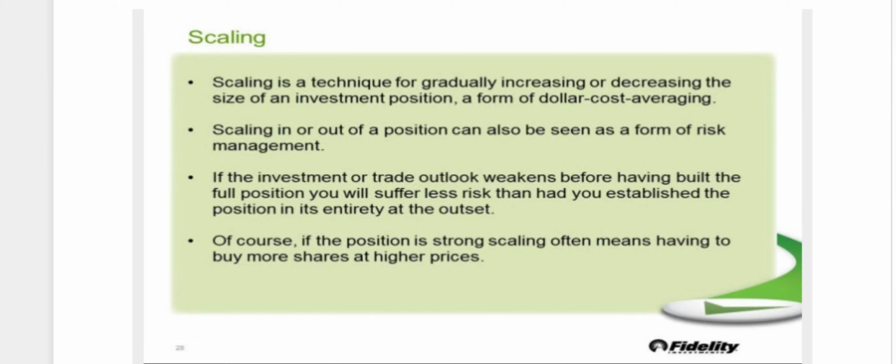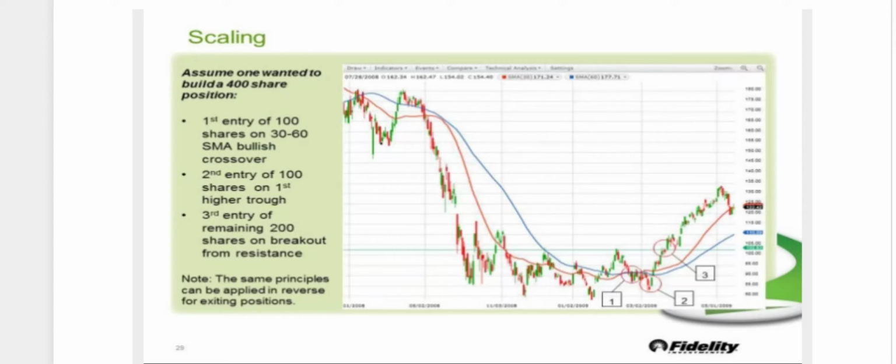And we're going to take a look at an example of scaling on this next slide here, incorporating our technical background at this point. So in this example, say you wanted to eventually build a 400 share position. The first entry of, say, 100 shares: you used a 30 period and a 60 period moving average as one of your confirmation indicators, and the 30 crosses over the 60. We touched upon that earlier. A lot of people use that as a signal.